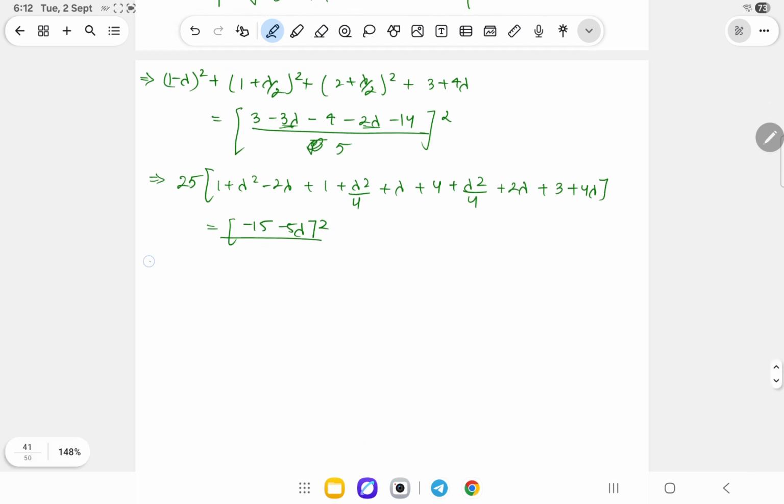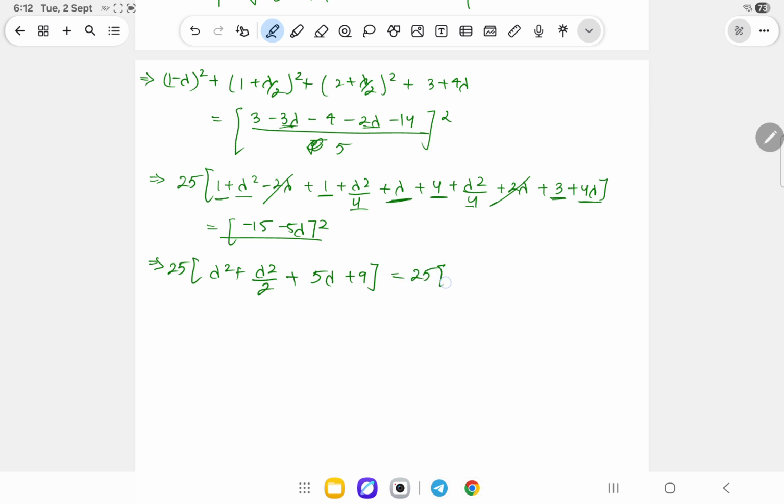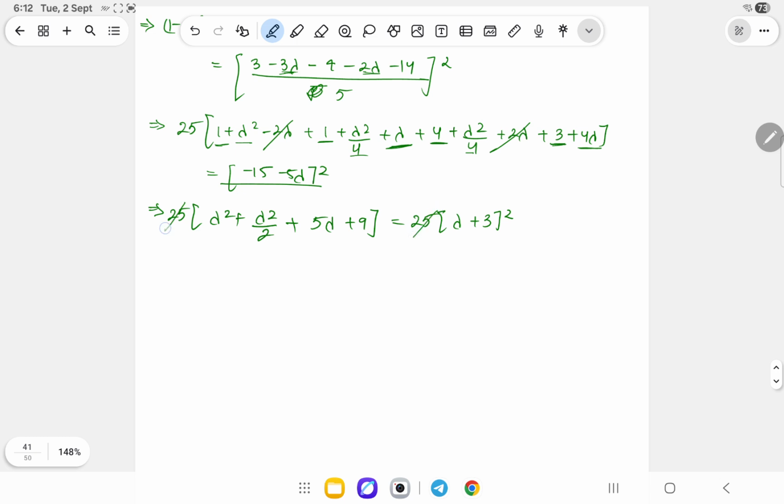So if I simplify it, it is 25 into lambda square plus lambda square by 2, plus this 2 lambda balances this one, lambda plus 4 lambda, that is 5 lambda, and 1 plus 1 is 2, plus 4 is 6, plus 3 is 9, equals to, I can take 5 common, so I'll be getting 25 into lambda plus 3 square. So this 25 balances this one.